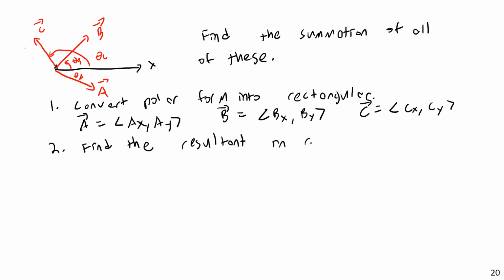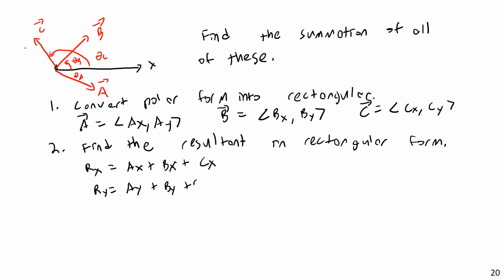The resultant in rectangular form, if I can manage to write properly. The resultant x would just be ax plus bx plus cx. And the ry would be ay plus by plus cy. And then finally, I could report the final resultant as just rx and ry.